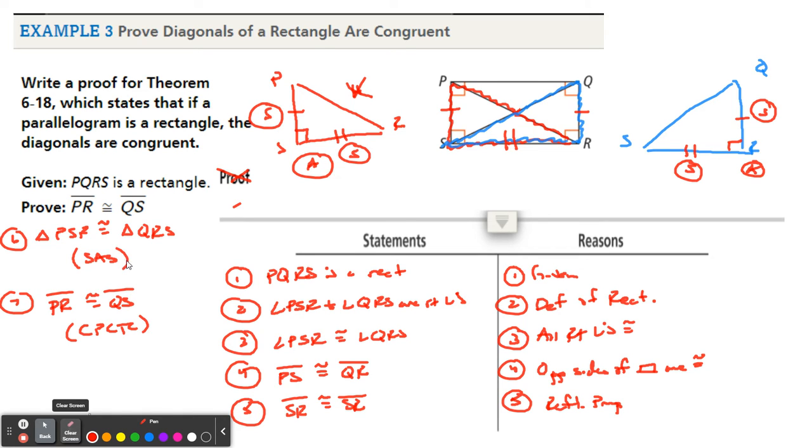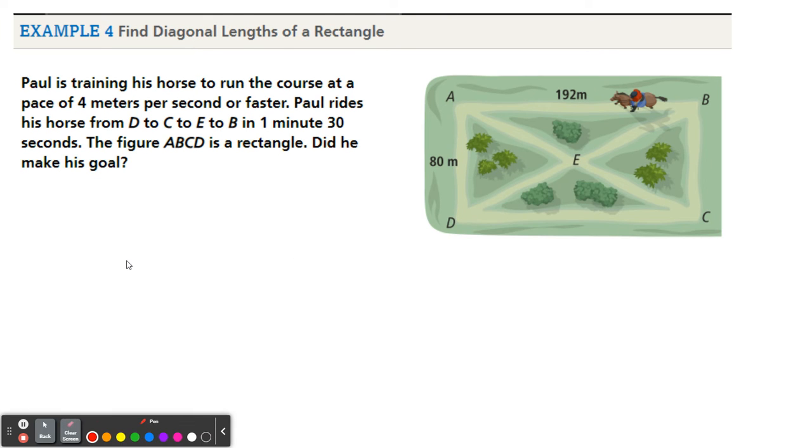Alright, so let's take a look at 2 more problems here, and then this video is done. Alright, so it says, Paul is training his horse to run the course at a pace of 4 meters per second or faster. Paul rides his horse from D to C to E to B in 1 minute 30 seconds. The figure ABCD is a rectangle. Did he make his goal?